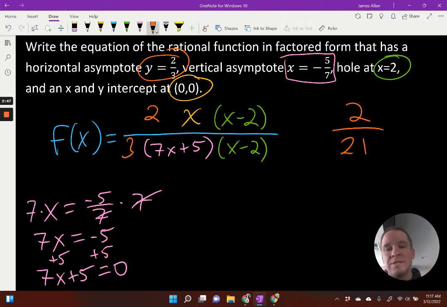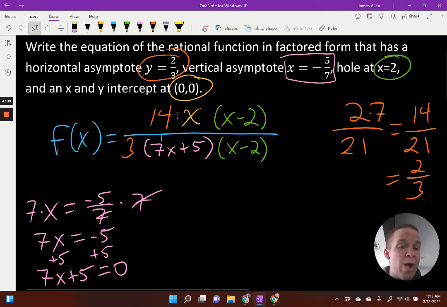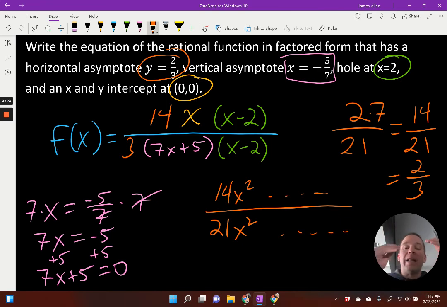So in order to get 2/3, I need to take into account that 7. I'm going to multiply this by 7, which would give me 14/21, which is 2/3. So this number needs to be 14 up here, because if this were all multiplied out, I would have 14x squared in my numerator and 21x squared in my denominator. So we'd have 14x squared plus some stuff over 21x squared plus some stuff. My lead coefficients are 14/21, which reduces to 2/3.